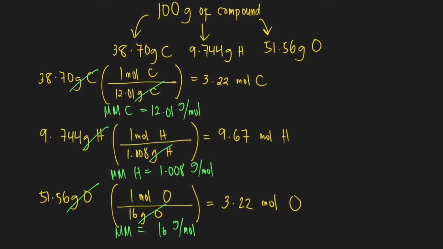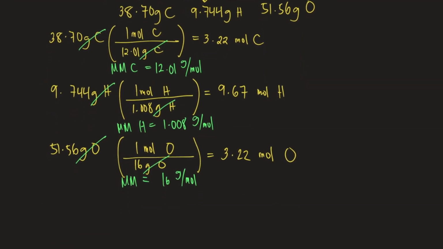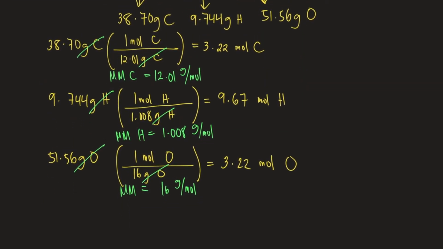Now that we have the moles of each element, we can determine the empirical formula. So how do we do that? We have 3.22 moles of carbon, 9.67 moles of hydrogen, and 3.22 moles of oxygen. Now compare the moles of each element and choose the smallest. Between 3.22, 9.67, and 3.22, the smallest is 3.22.